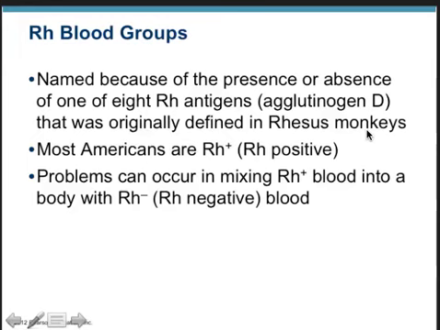If she becomes pregnant a second time with an Rh positive child, it turns out that the antibody against the Rh antigen is small enough that it can actually cross the placenta and get into the baby's bloodstream and attack the baby's red blood cells and cause them to lyse, and that could end up killing the baby.